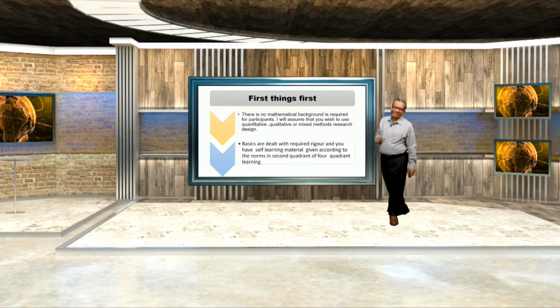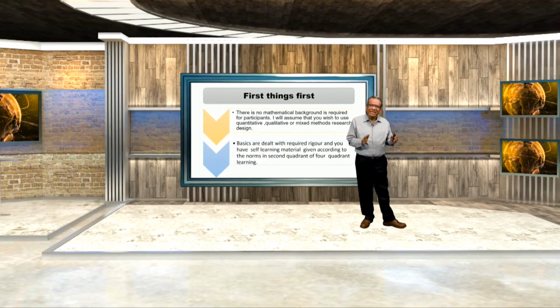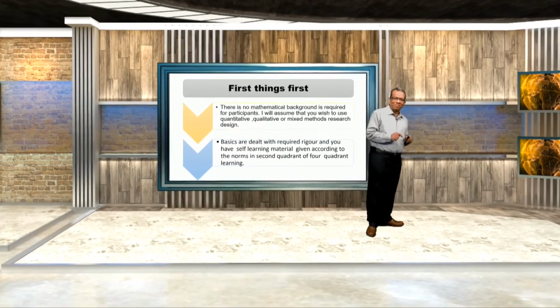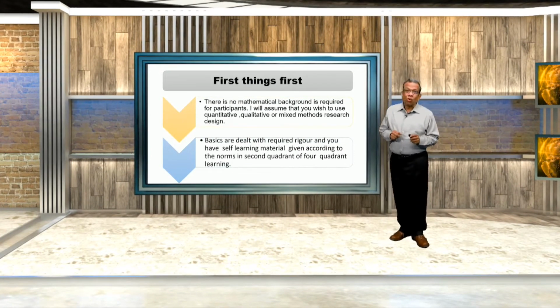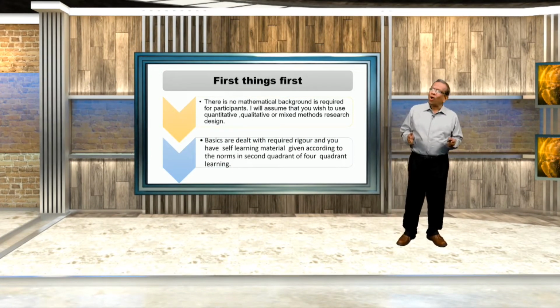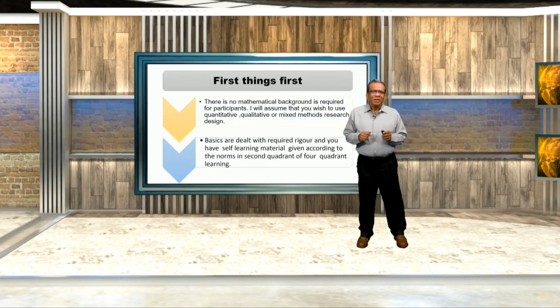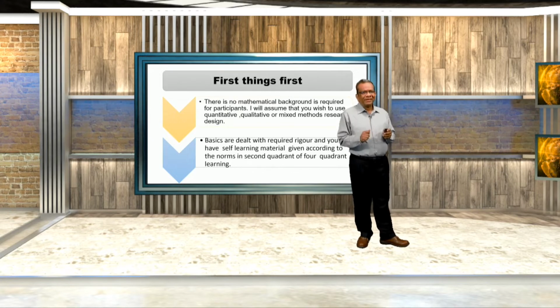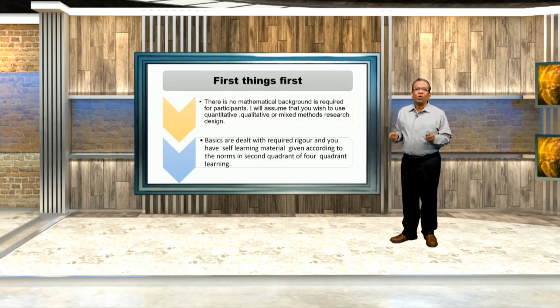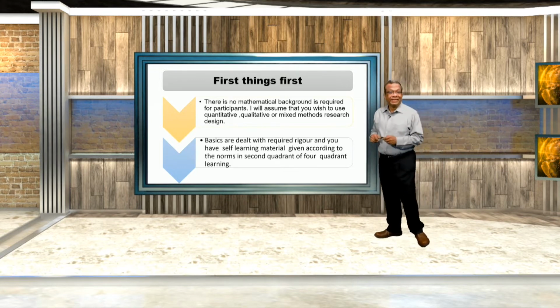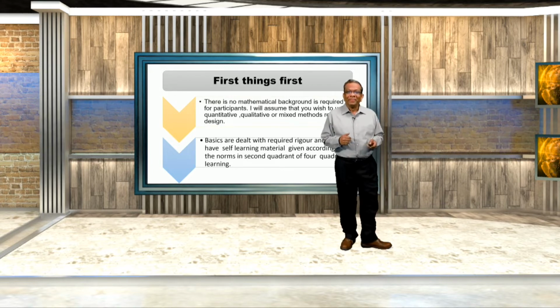First things first, no mathematical background is required for the participants. I will assume that you wish to use quantitative, qualitative or mixed methods research design in your research. Basics are dealt with required rigor, and you have self-learning material given according to the norms in the second quadrant of 4-quadrant learning, which we follow.